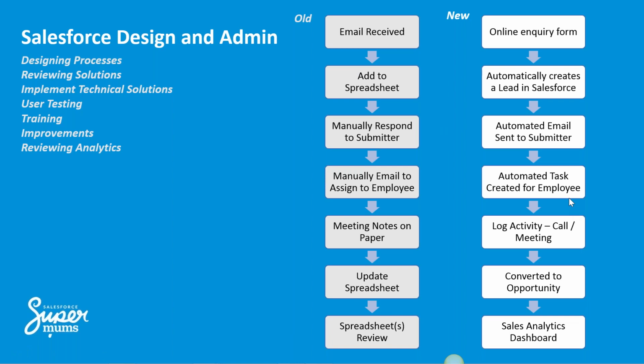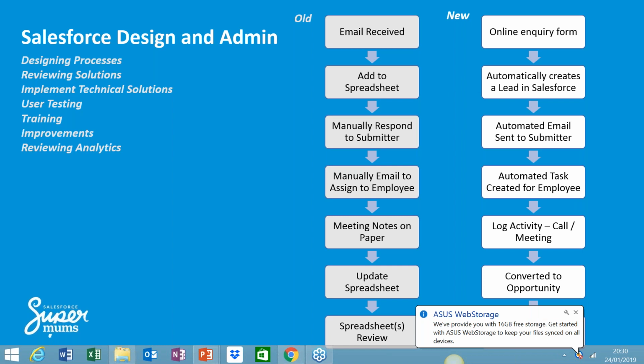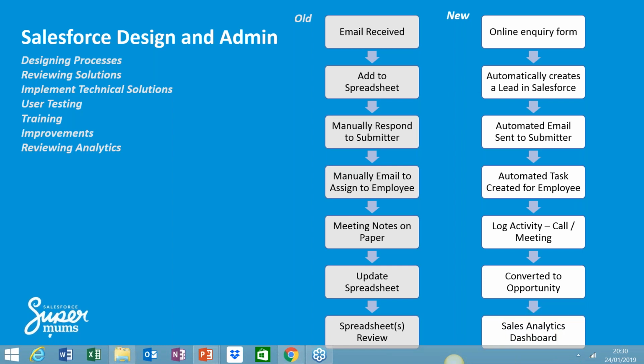The employee would then call up that inquiry, and they'd log the activity in Salesforce. So they'd log the calls and meetings that they've had, so there's clarity about what's happened. And then when the sale is progressing, they convert it to what's called an opportunity in Salesforce. This is where you move somebody to the next stage of the sales pipeline. I can show you that in a moment. And then with that, you can have the sales analytics dashboard. This allows you to build reports and dashboards that show you where leads are, who's owning them, etc.